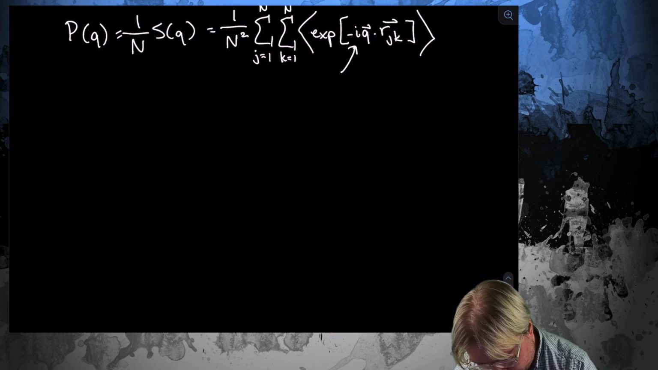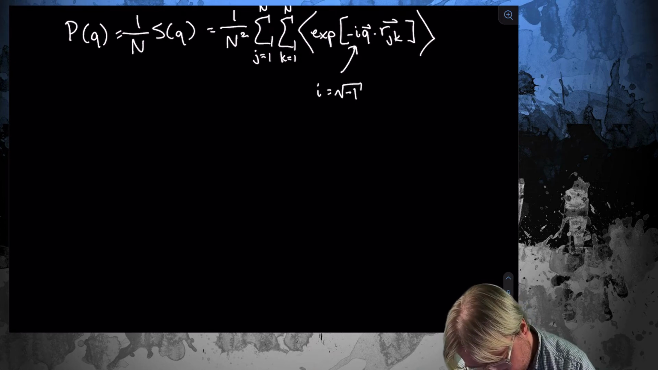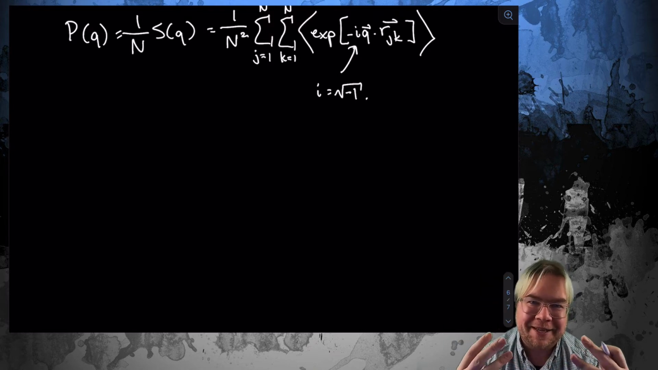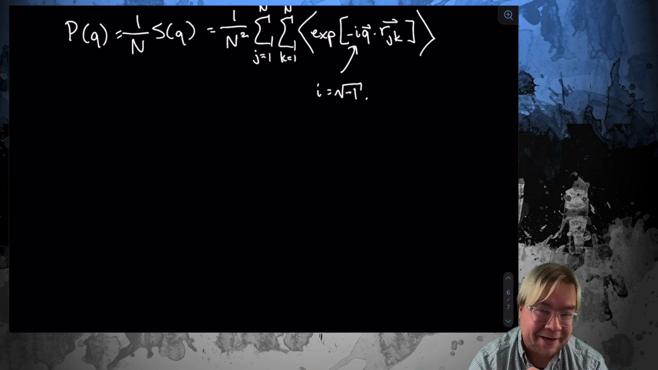I'll also say as we're looking at this, i is going to be the normal square root of minus 1. So it doesn't matter what field you end up in, there's always going to be complex numbers. So get comfortable with them. We're going to see them again and again and again.